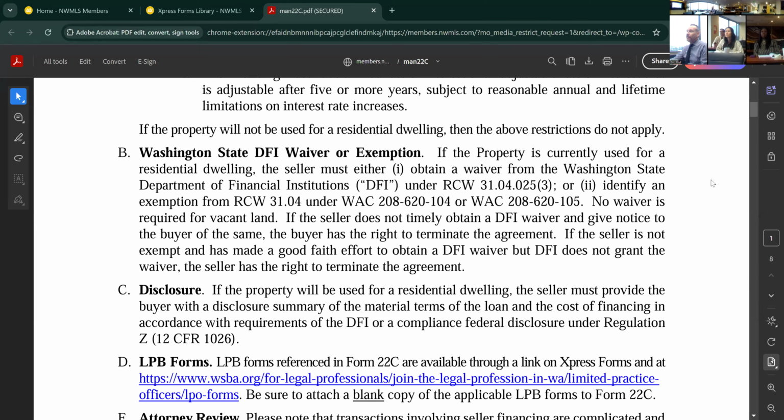If the seller does not timely obtain a DFI waiver and give notice to the buyer of the same, the buyer has the right to terminate the agreement. If the seller is not exempt and has made a good faith effort to obtain a DFI waiver, but DFI does not grant the waiver, the seller has the right to terminate the agreement. So there are some strict things in here that have to happen, and that's the DFI waiver.